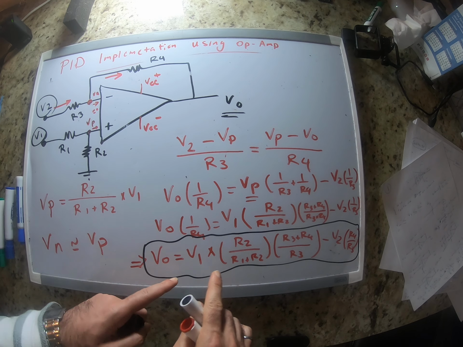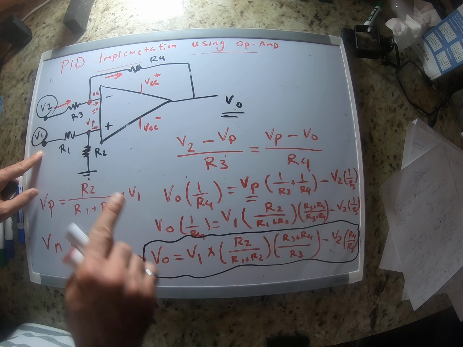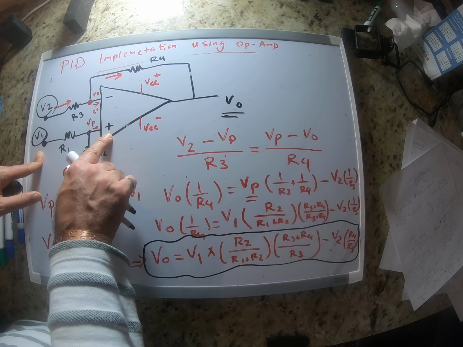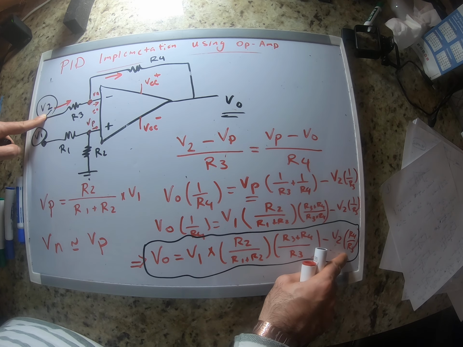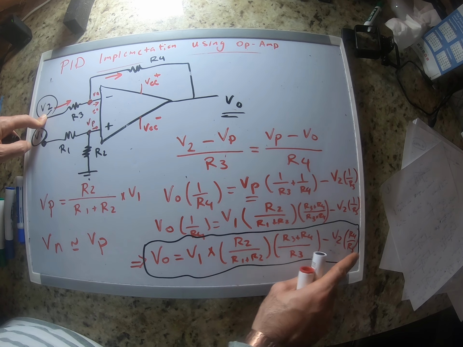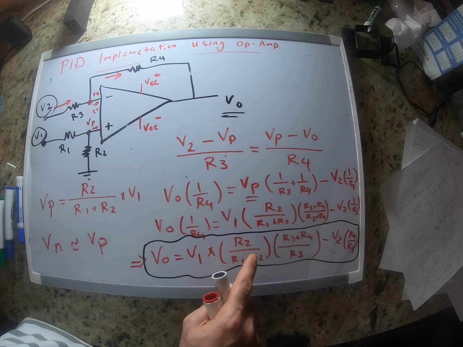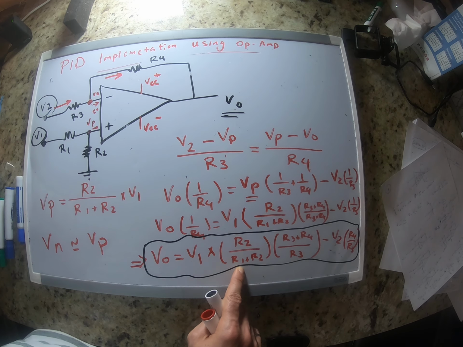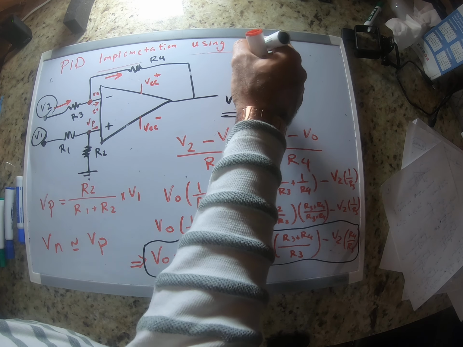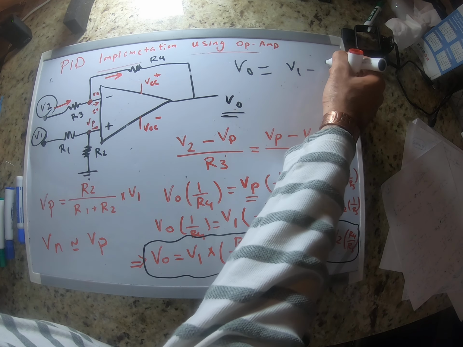And you can see that our output voltage is a multiple of V1, which is connected to the non-inverting pin, minus a multiple of V2, which is connected to the inverting pin. And by choosing R3 and R4 and R1 and R2, we can make sure that our output voltage is whatever we want in terms of V1 and V2.